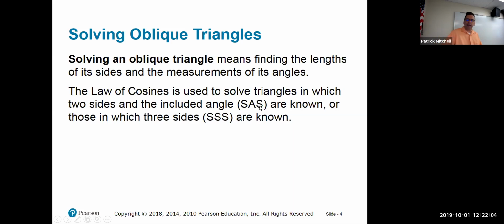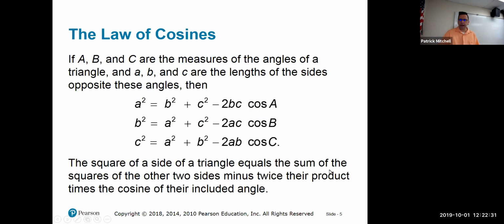And SAS is another example. So this would be like you have side A, side B, and angle C. In law of sines, I think they always gave us two angles. So we had enough information to figure out the third angle, and then we were able to complete a ratio. So the law of sines says this, and there are three different versions of it depending on which angle you have, if any.